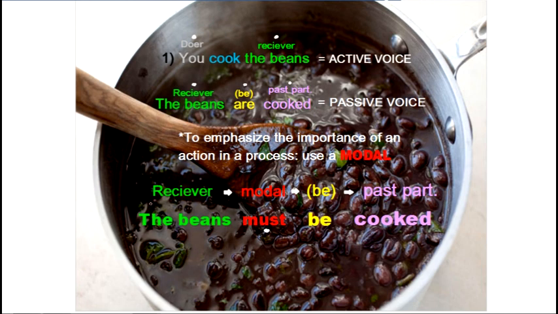Now, something to think about, that when I use a modal verb, for example, must, I am always going to use be in the passive voice after must. Because when I use a modal verb, I use the base form of the verb. And so the base form of the verb to be is be. So I'm always using be in my passive voice.